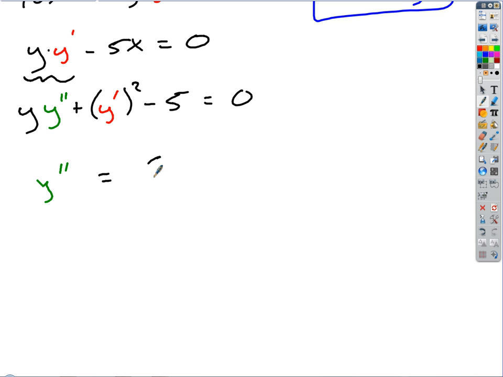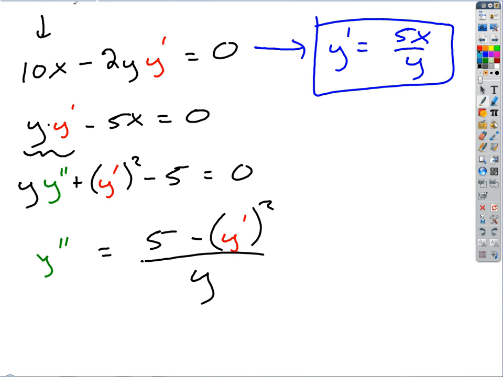This is y prime. Five minus, all over y. Okay, so that's my answer. Problem is, we don't really want to have the second derivative written in terms of x's and y's and the first derivative. Substitute.